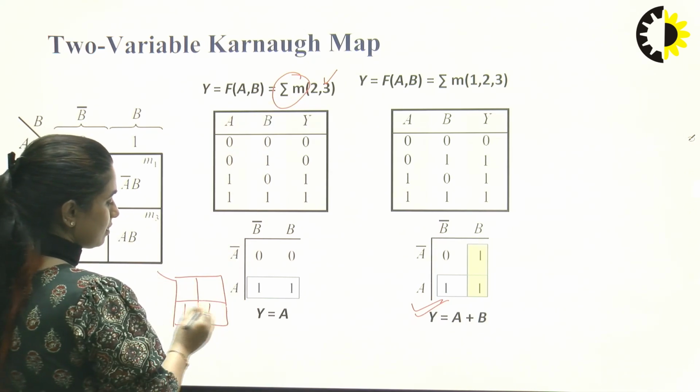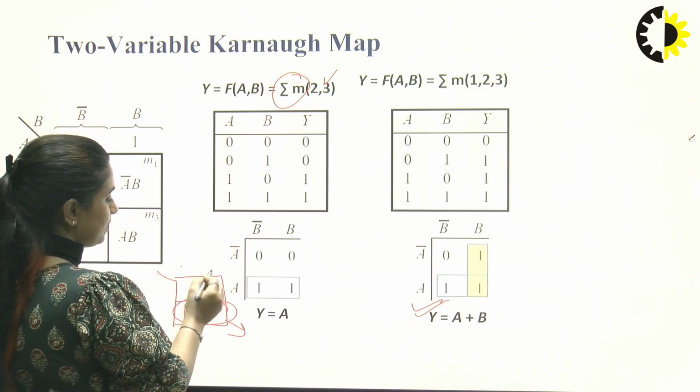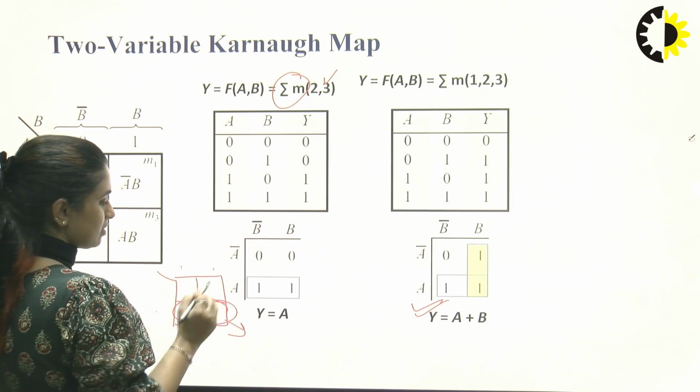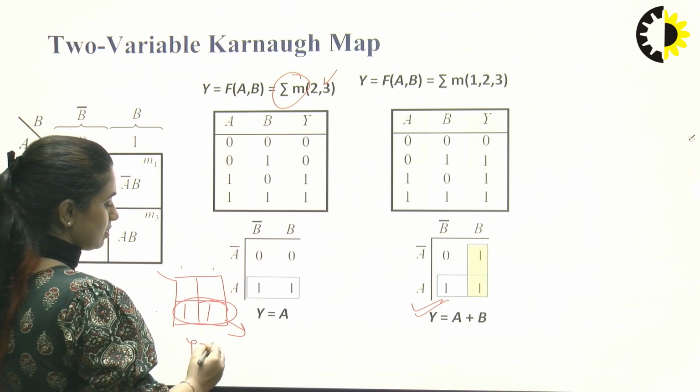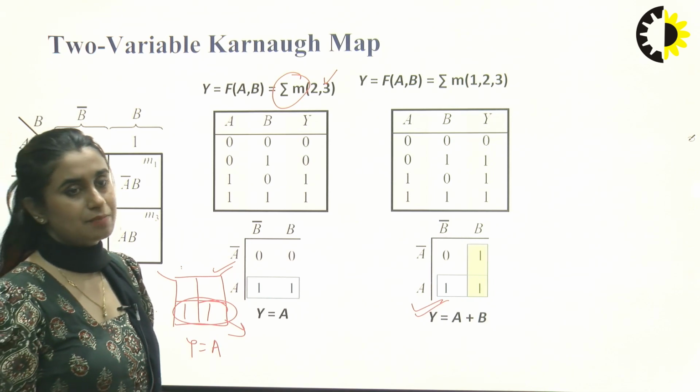When we fill 1, there will be a single group, and in this single group the value of B is changing from 0 to 1, A is not changing, which is 1. So the answer is A. That is how we solve 2 variable K-maps. I hope it is clear.